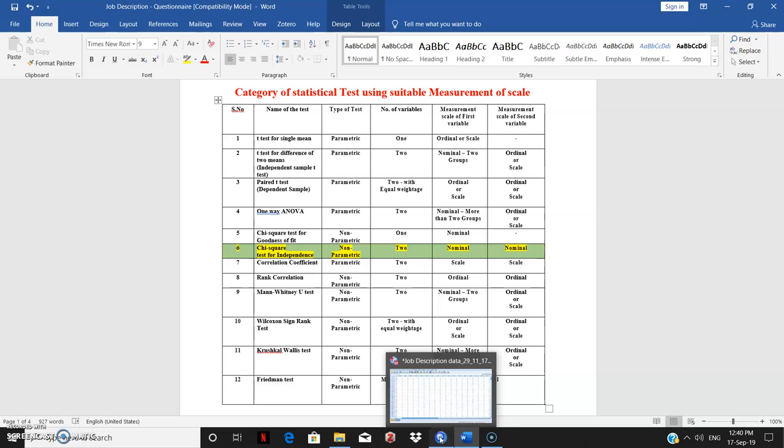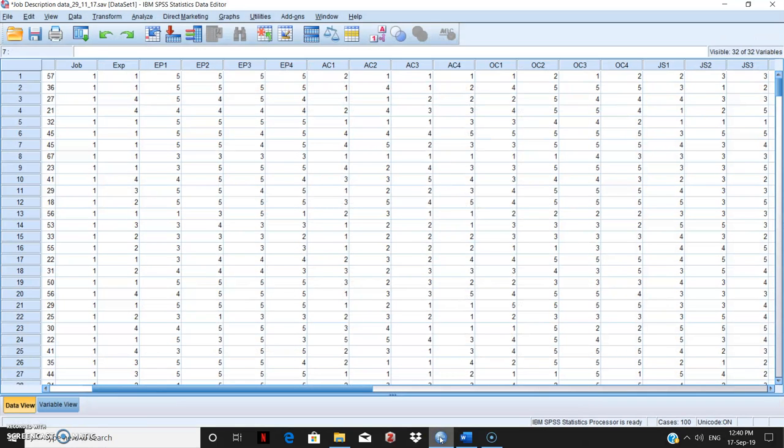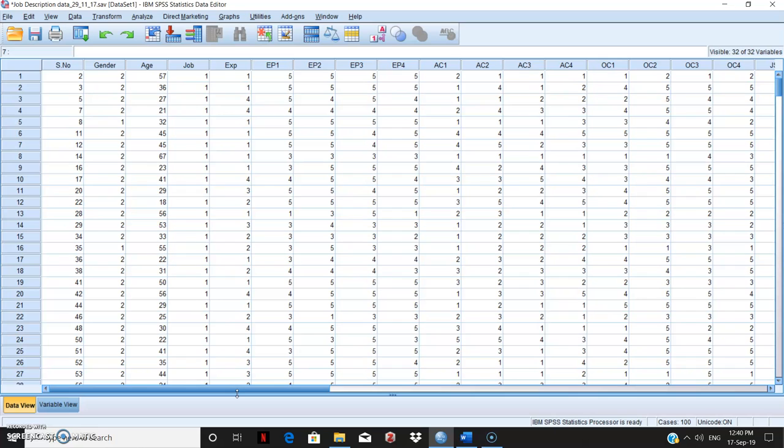Now let us take an example and try to solve it using the SPSS to get a better understanding of what we are talking about here. For this, I would like to find out from this data whether gender is associated with the nature of job that a person is doing. Does gender have any association with the nature of job? So this is the question for which I want to find an answer. Both of these are nominal scales. Gender is a nominal scale here, and also the nature of job is a nominal scale.